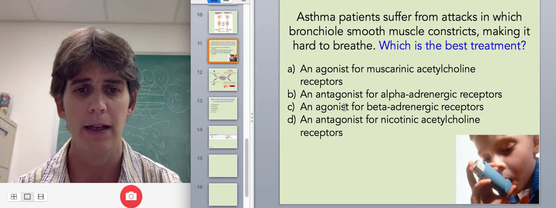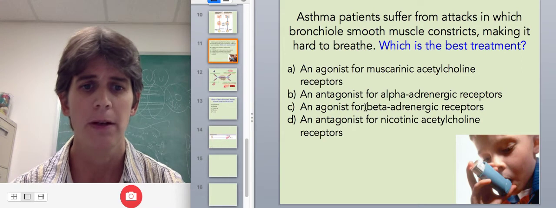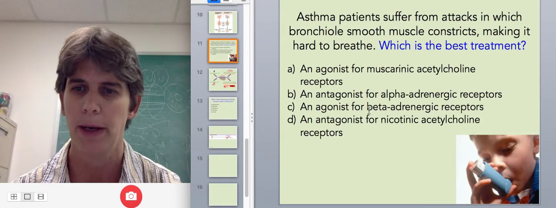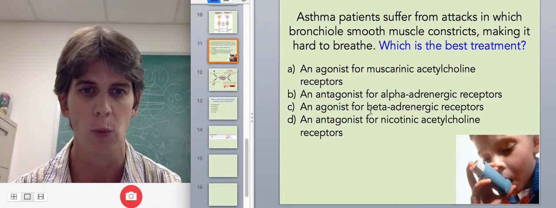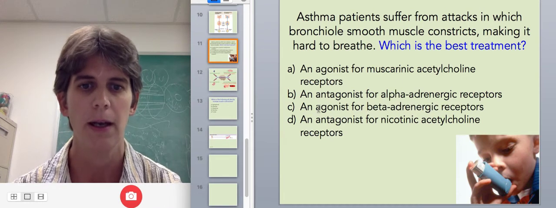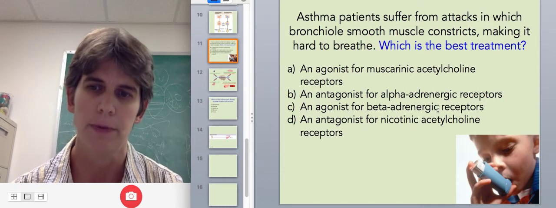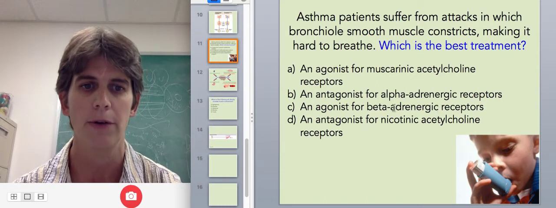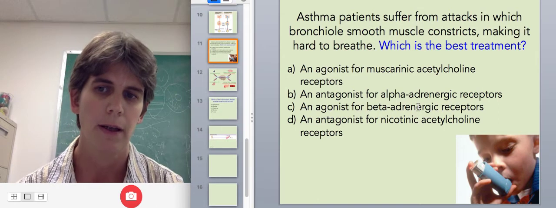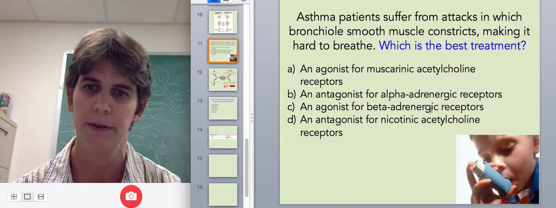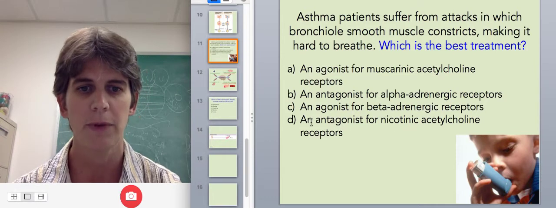Choice C, agonist. So we're going to activate beta adrenergic receptors. In this question, you don't have to worry too much about alpha and beta, but your book describes where these two subtypes are located. So we're going to activate a norepinephrine receptor. So that sounds good, because we know that norepinephrine is the sympathetic neurotransmitter. So we're going to activate the sympathetic nervous system there. So that sounds good. The last one is an antagonist.